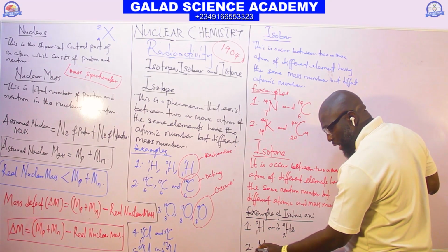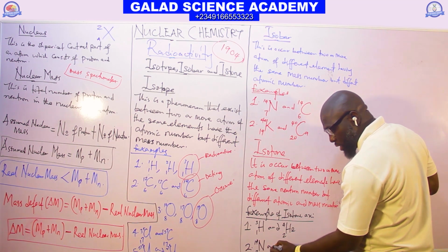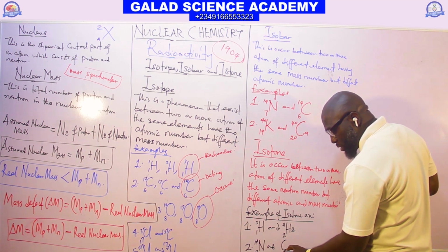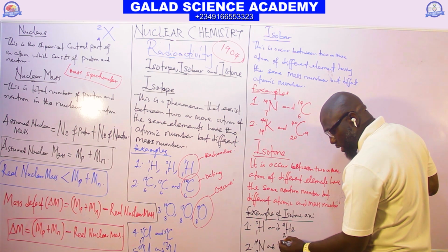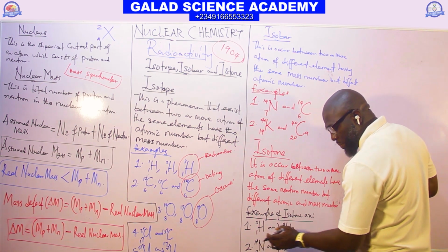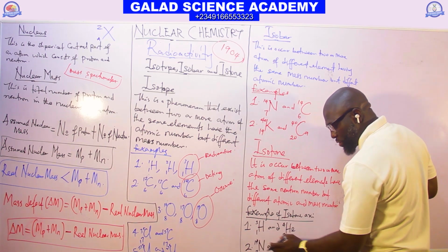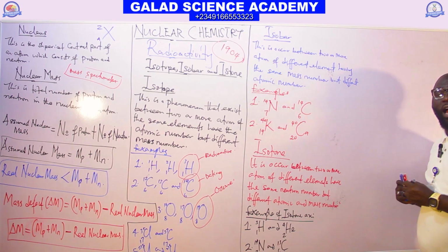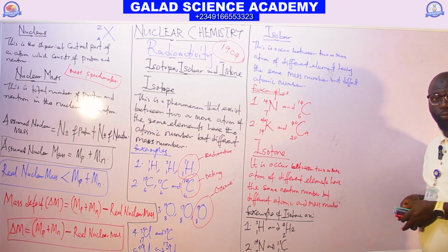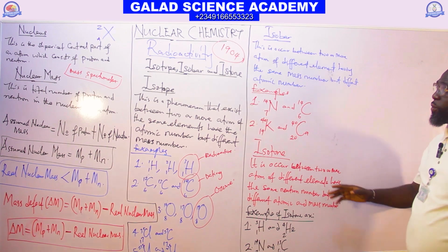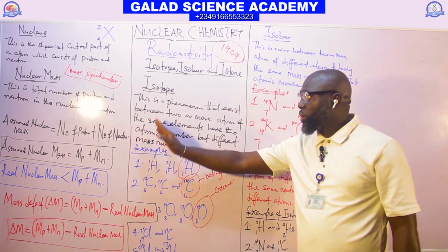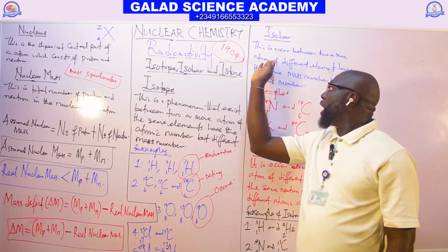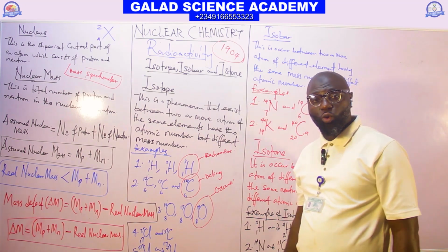So we can also have nitrogen 7, 14 and carbon 6, 13. Atomic number different, mass number different. Subtract 7 from 14, we have 7. Subtract 6 from 13, we have 7. These are isotones. So thank God we have understood what we call isotope, isobar, and isotone.